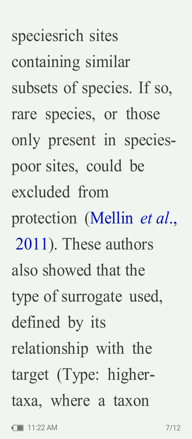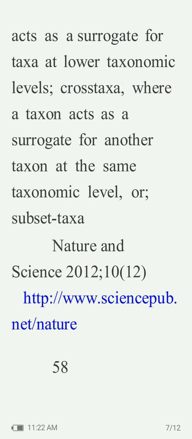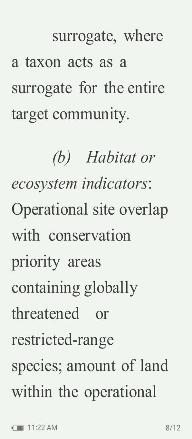These authors also showed that the types of surrogate are defined by their relationship with the target type: higher taxa, where a taxon acts as a surrogate for taxa at lower taxonomic levels; cross taxa, where a taxon acts as a surrogate for another taxon at the same taxonomic level; or subset taxa, where a taxon acts as a surrogate for the entire target community.